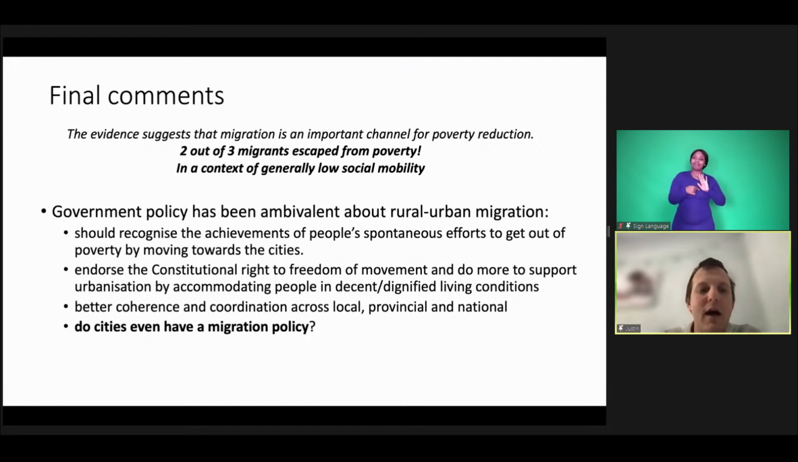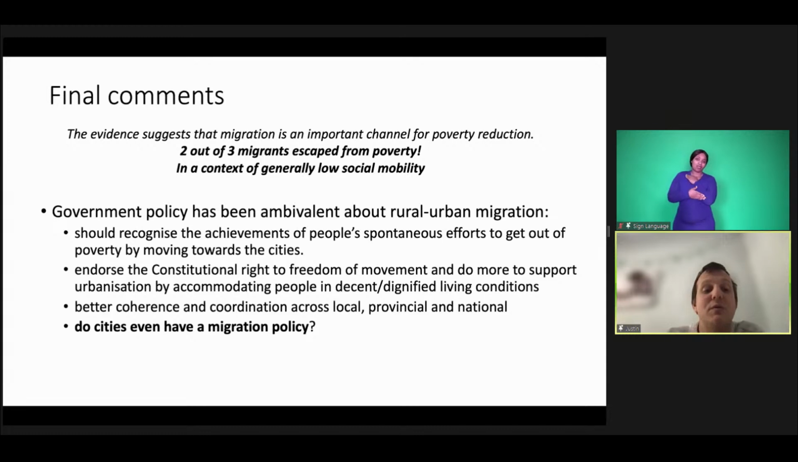We think that, in light of the spatial mismatch, people should be supported in their spontaneous effort to move out of poverty by looking for a job in a city. And so there needs to be better coherence and coordination across local, provincial, and national government to support migration, not just seen as putting pressure on the system in a negative light, but seen as a way of adjustment and a way of potentially promoting a more inclusive country.